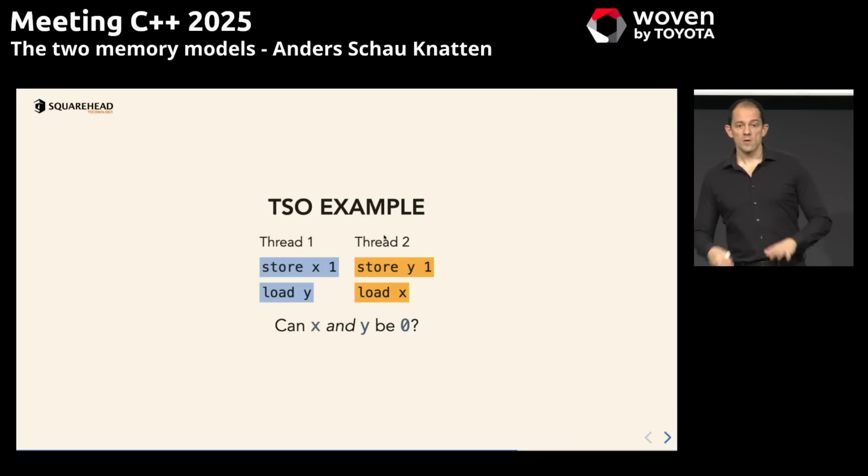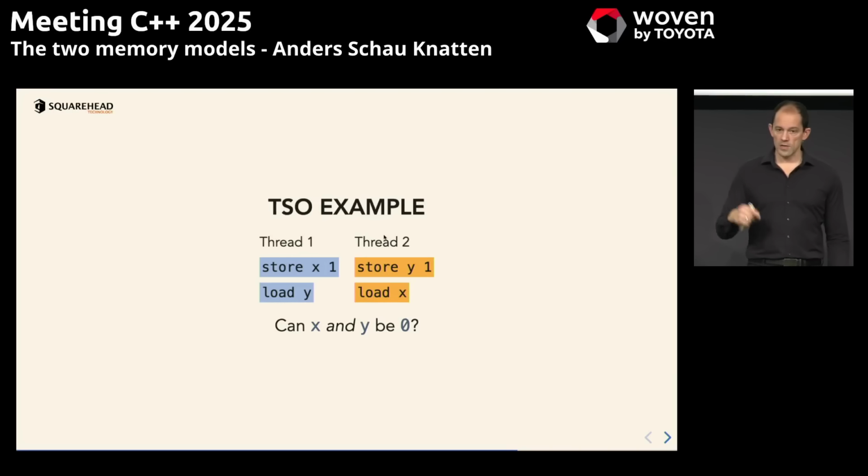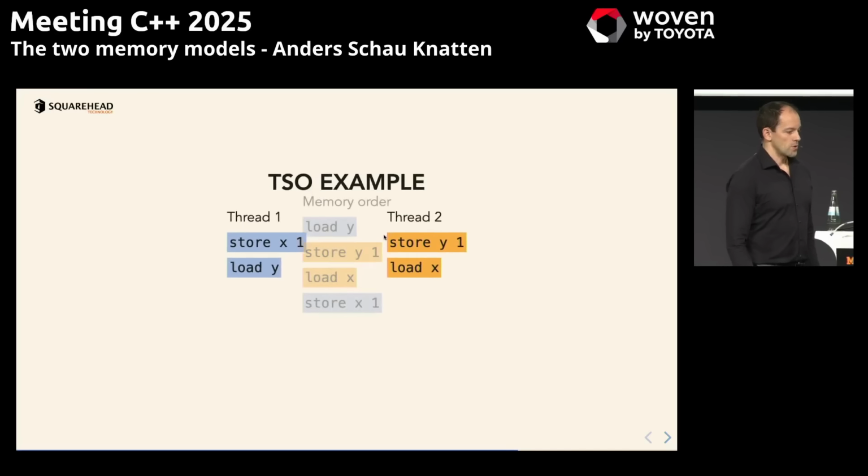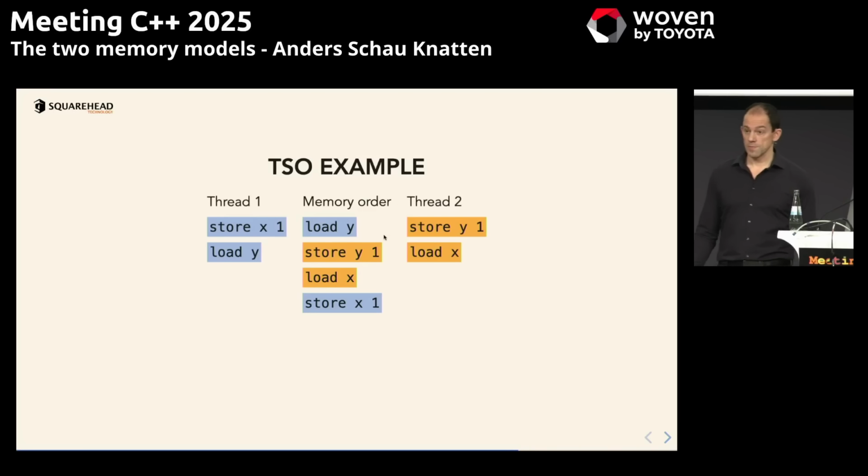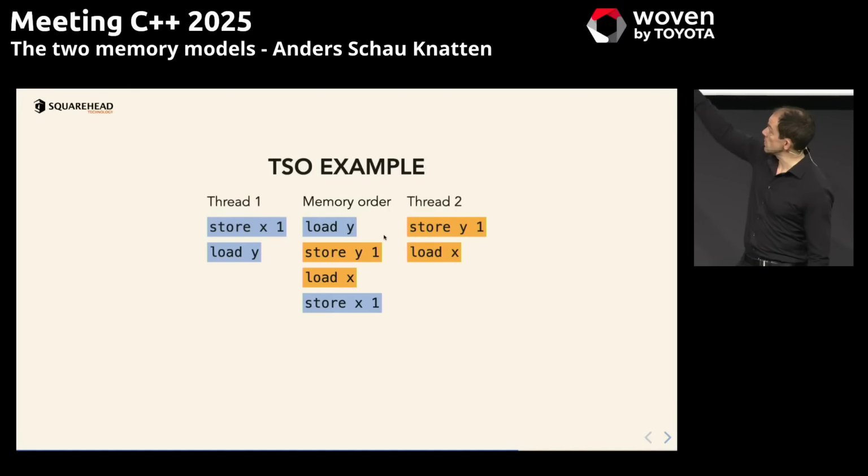It's impossible on sequentially consistent for both Y and X to load 0. But on TSO, it is possible, because you can reorder a store after a load. So you can do this, where you load 0, then you store 1 here. Then this X hasn't been stored yet, so it's also 0, and eventually we do the store. But now this program order has not been maintained into the memory order. And that you can do on TSO, on x86, but not on sequentially consistent.